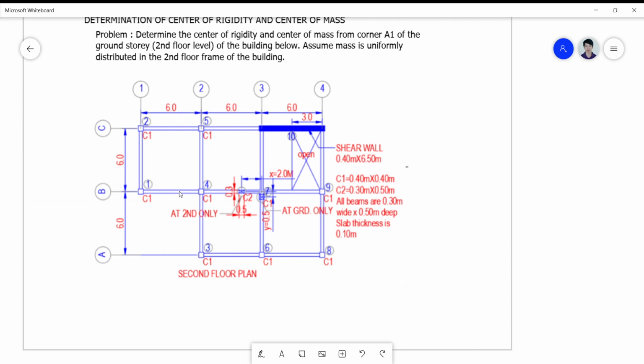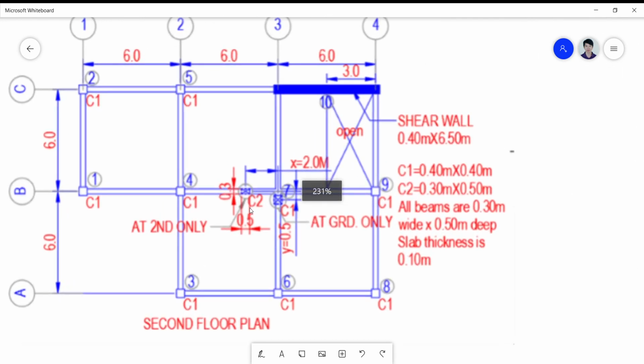Okay, so the columns are actually given in terms of their size. So C1 here are all 40 by 40 centimeter, and C2, which is actually this column here, is 0.30 by 0.50 meters. See, so the dimension is actually shown here. So this is 0.3 and this is 0.5.